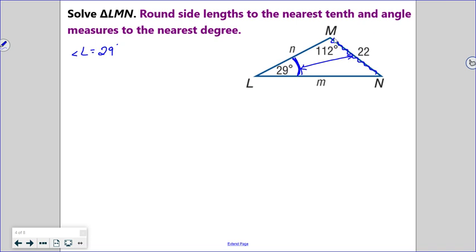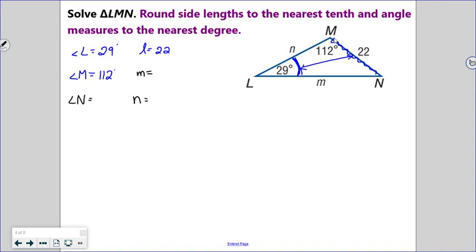We know side L. We know angle M. We need to figure out side M, angle N, and side N. Okay, so again, it'll always be we know three things, we need to find three things. Well, they can give us a different combination. The combination they happen to give us on this one is that we know two angles and one side.